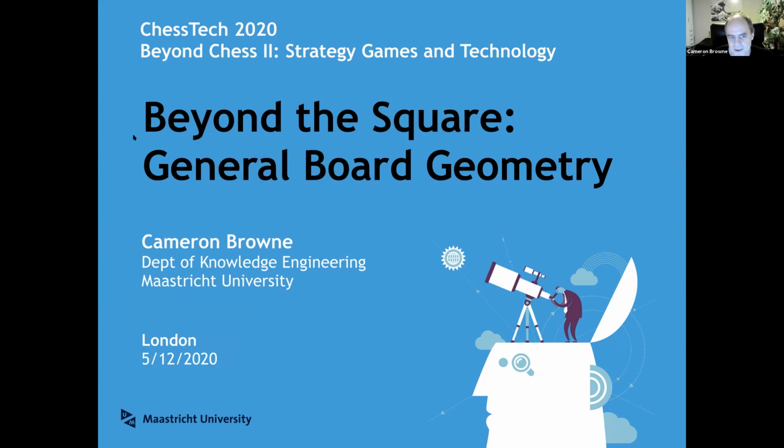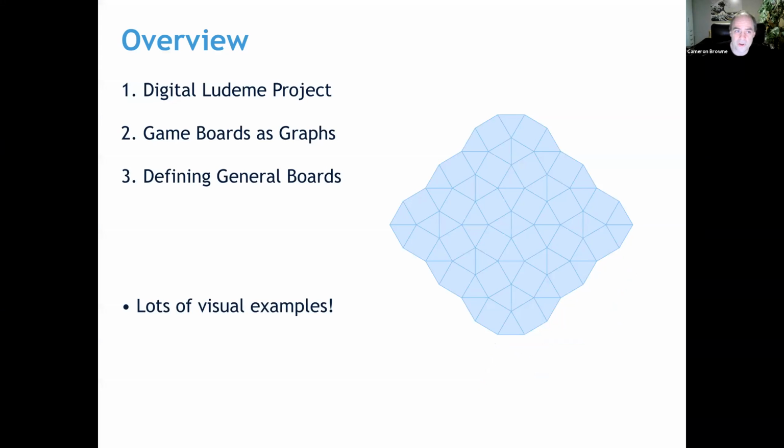So I'm Cameron Browne. I'm a computer science researcher at Maastricht University in the Netherlands, and I'll be talking about beyond the square and implementing general board geometry. So the talk, I'll start with an overview of my current research project, the Digital Ludeme project. Then I'll talk about how we model game boards as graphs, and then how we actually define general boards in our game description language. And I'll go through the slides pretty quickly. There'll be lots of visual examples throughout the presentation.